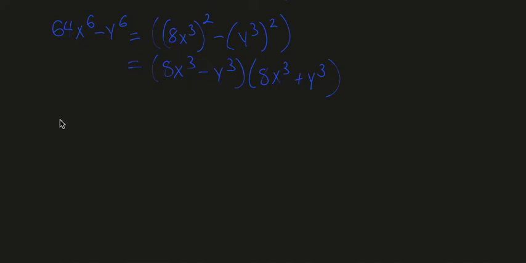The last equation that we're going to do today will be 4x to the power of 4 times m minus 36y to the power of 4 times m. First, we're going to ask ourselves, what do each term have in common? They both have a 4 and they both have an m. If we divide each term by 4 and m, we're going to have x to the power of 4 minus 9y to the power of 4.